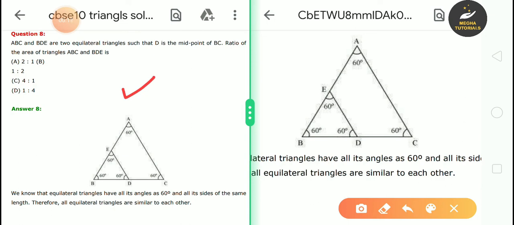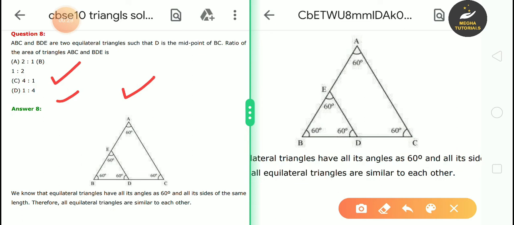Question 8. ABC and BDE are two equilateral triangles such that D is the midpoint of BC. So the ratio of the area of triangles ABC and BDE is: option A 2:1, option B 1:2, option C 4:1 and option D 1:4. So we have to select the option. It is a logical question, very easy, please focus.